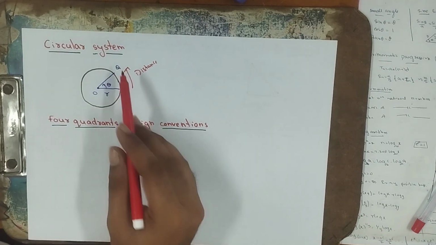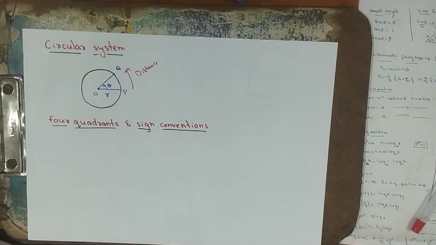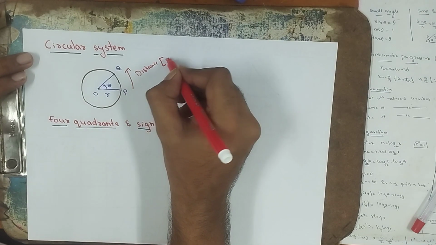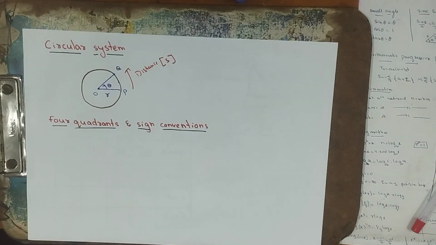Now how to calculate this distance? I have asked this many times. The first problem you will discuss in motion in a straight line is this problem only: an athlete is running in a circular field and covers a certain distance. Then what is your displacement and distance? You want to know this. Let us say this distance is S. Now how to calculate this distance, sir?